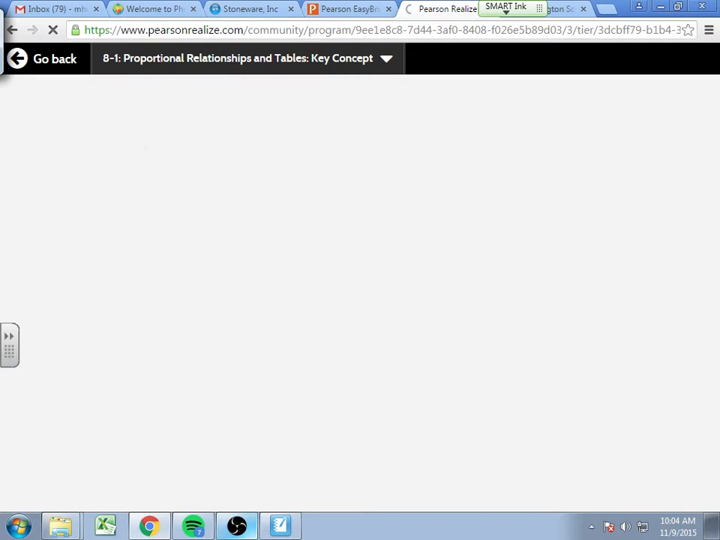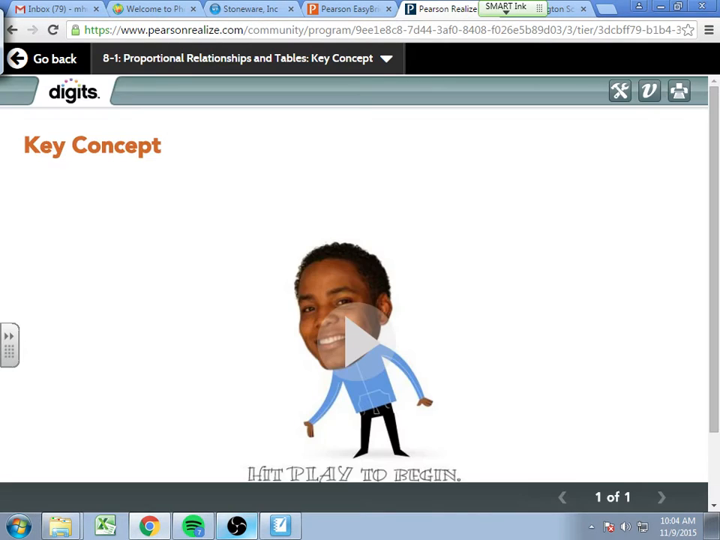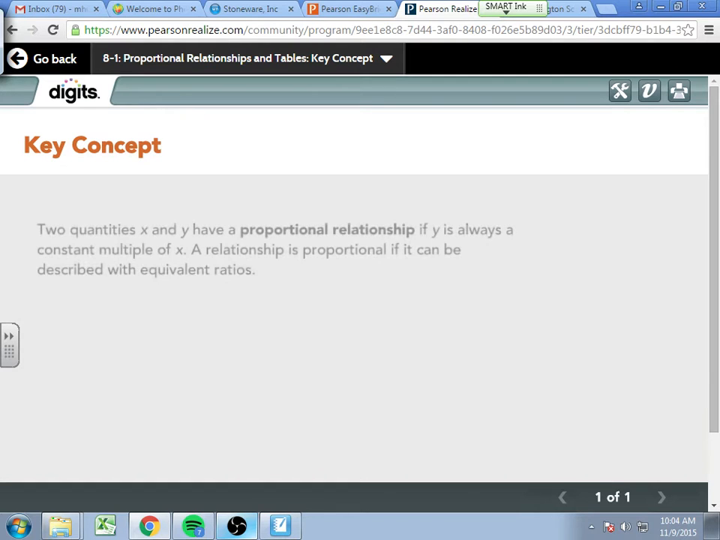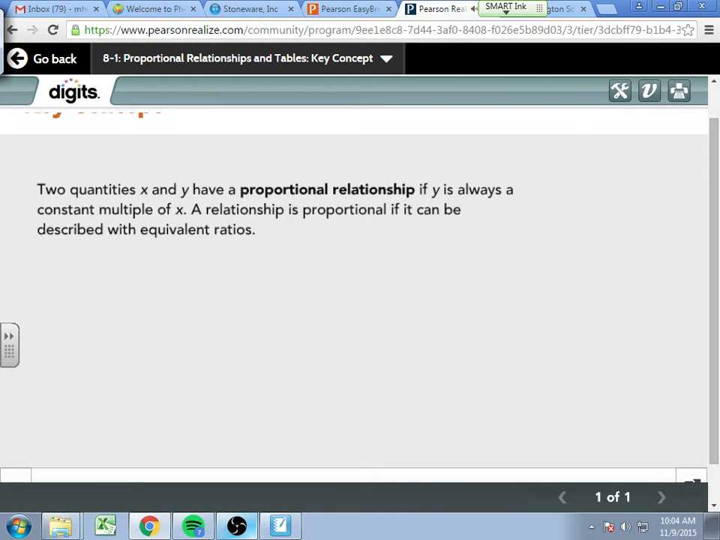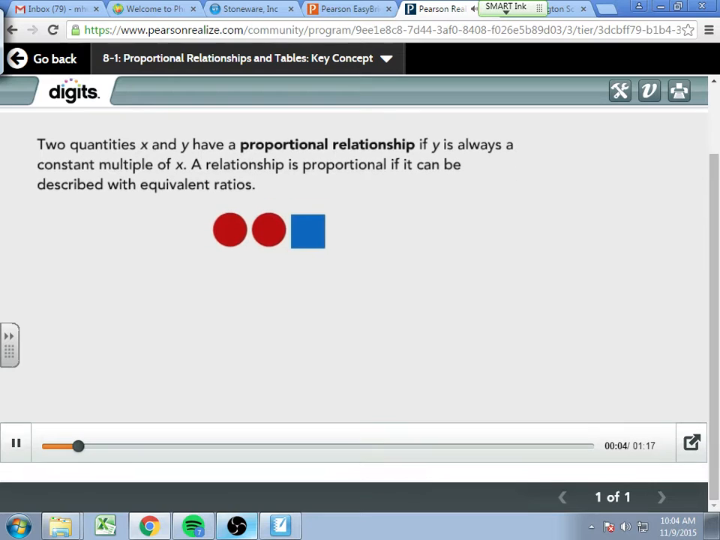So the big thing with looking at tables. Now, if you think back to that paint situation. 2 quantities, x and y, have a proportional relationship if y is always a constant multiple. When you think back to that paint situation, how much blue and how much red would you need to buy 0 gallons?